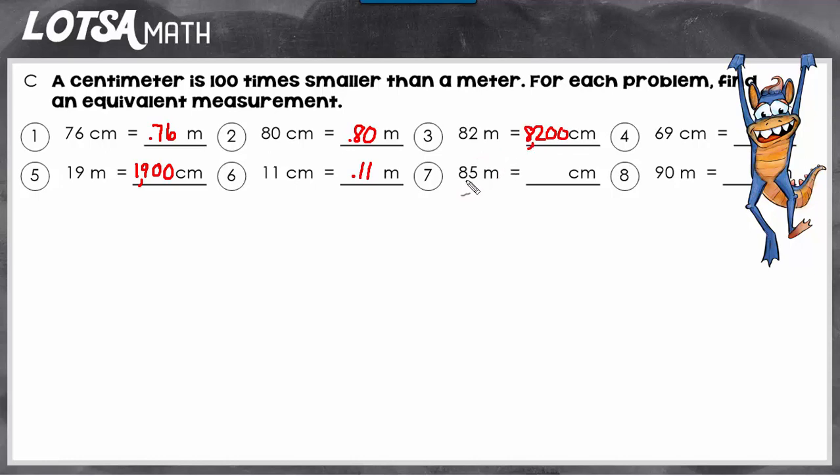And we'll do one more together. This time we have 85 meters, and we're going to convert to centimeters. So a meter is 100 times bigger than a centimeter, so I need to multiply by 100. 85 times 100 would be 8,500.